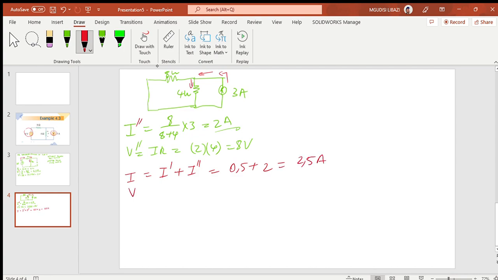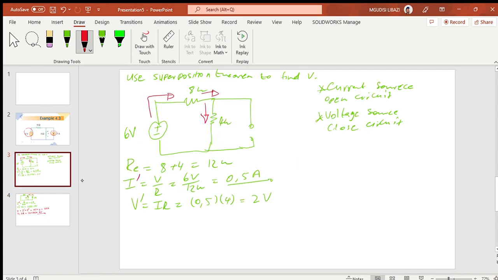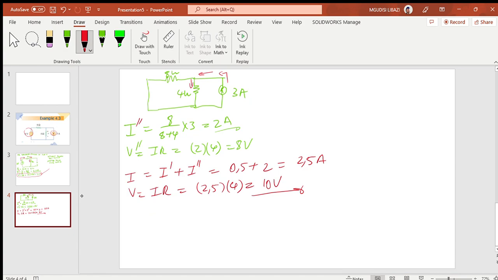Then V is equal to IR, so the current 2.5 multiplied by R, which is 4, gives 2.5 times 4, which is 10 volts. This is the voltage they wanted. You can also see that if you did it with voltages instead, you could take these 2 volts and add them to these 8 volts, since they are in the same direction, and you get the same 10 volts. So that's it.